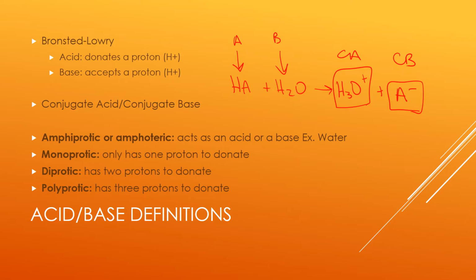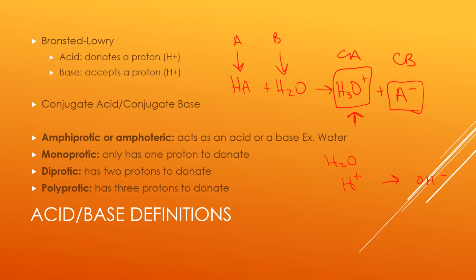Some other definitions are amphiprotic or amphoteric. That is things that can act as an acid or a base. So for example, water can act as an acid or a base because it can receive the H+, which is what we witnessed right here in this example, or it can give off an H+, to have OH- as a product there. So amphoteric or amphiprotic means that it can act as both an acid or a base, but it's only going to be one or the other in a particular equation.